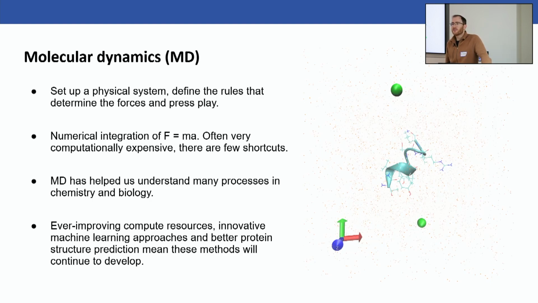It's often used in tandem with experiments, so either improving models based on experimental data, or going the other way, suggesting what experiments to run. And I think it's fair to say that these methods are going to develop more and more in the coming years, because we have ever-improving compute, loads of cool machine learning, and better protein structure prediction.